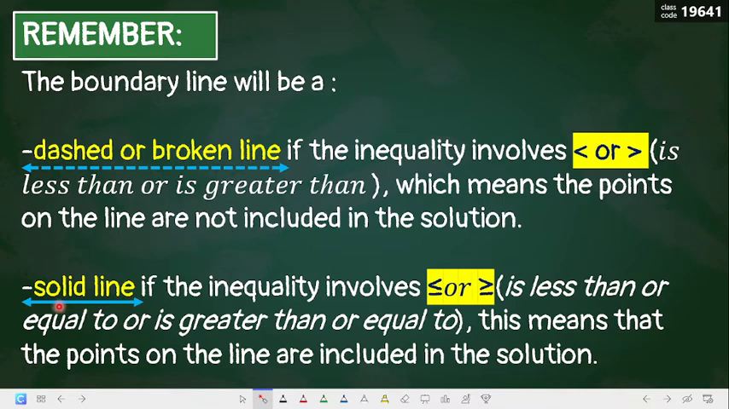So, ito yung example ng solid line. Yung inequality naman ng given natin is less than or equal to, greater than or equal to. So, ito yung may kasamang equal to. Ibig sabihin, the points on the line are included in the solution. So, yung mga points na nandun sa line, tinamaan ng line, kasama pa siya sa solutions. Again, dash or broken line, ang ating given na inequality symbol ay less than or greater than. Kapag solid, less than or equal to, or greater than or equal to.